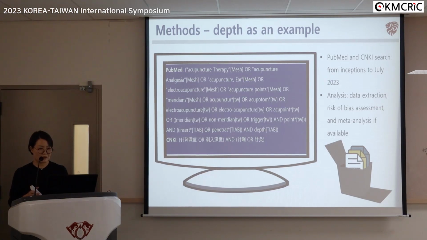I brought an example of needling depth, but Professor Lin just introduced his book about needling depth, so I'm really under pressure. Anyway, we searched PubMed and CNKI databases up to July this year using various search terms. This is an example of needling depth, and we selected human studies meeting the inclusion criteria. In this case, studies comparing deep stimulation against superficial stimulation. Then we extracted data, conducted risk of bias assessment, and pooled studies where relevant data were available.